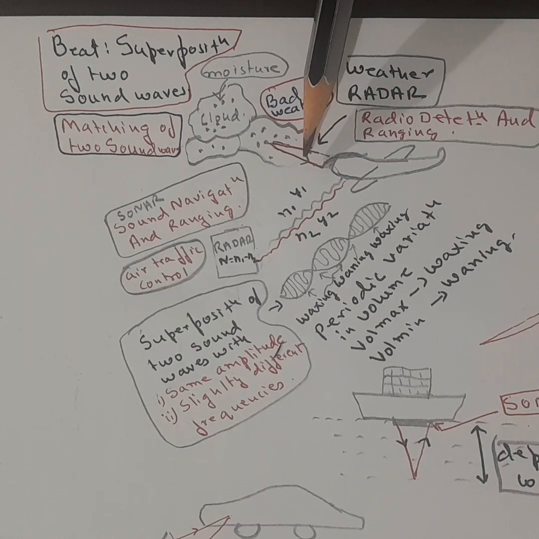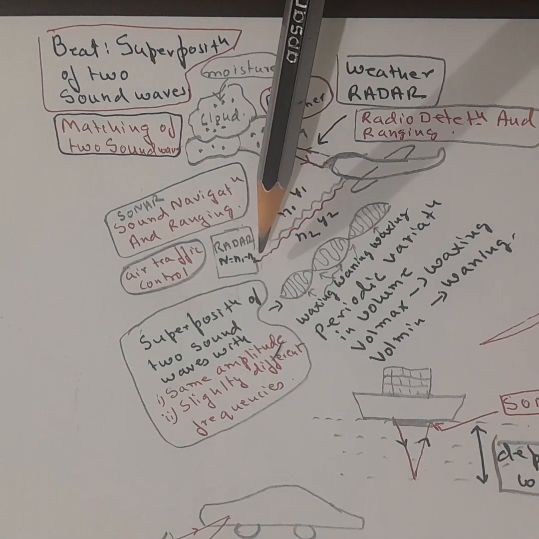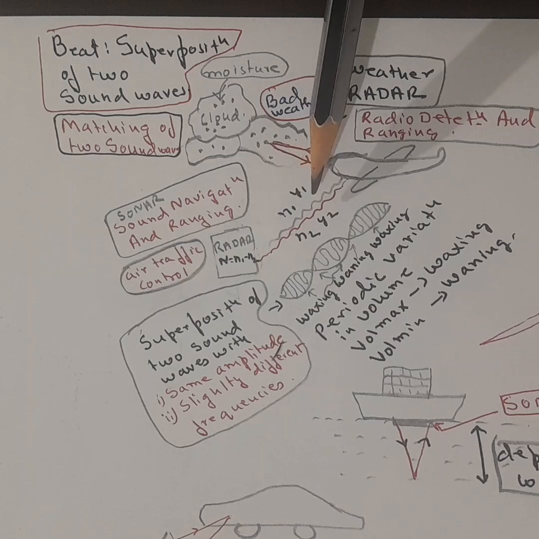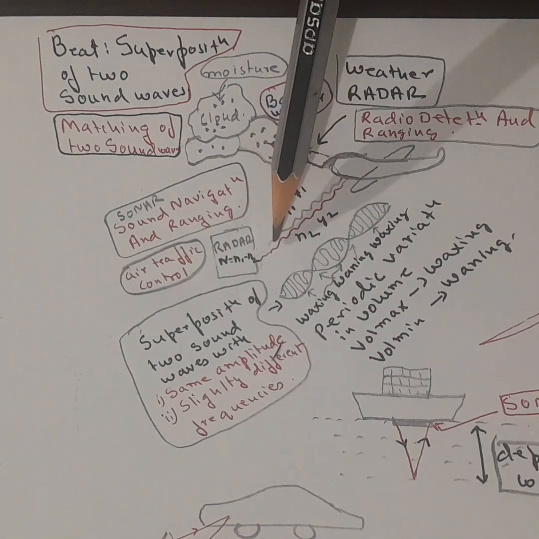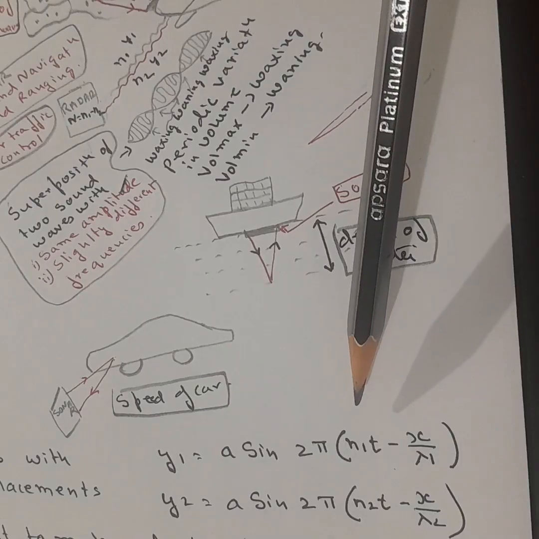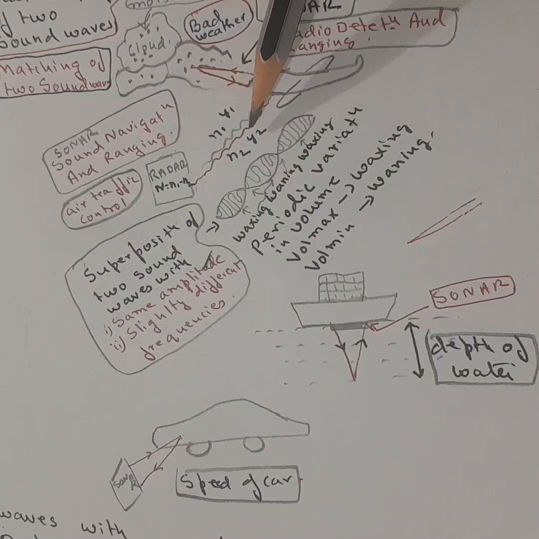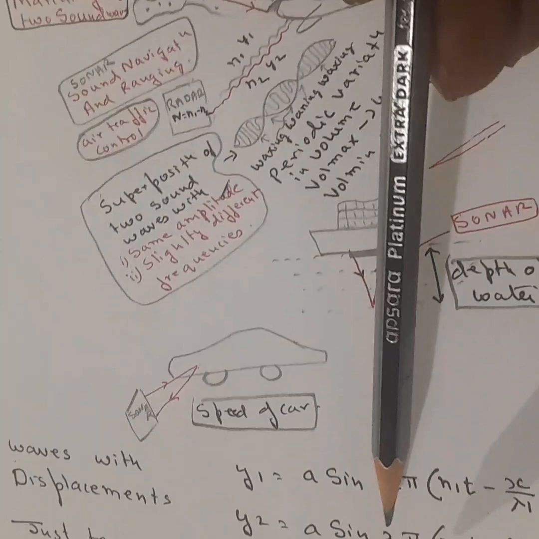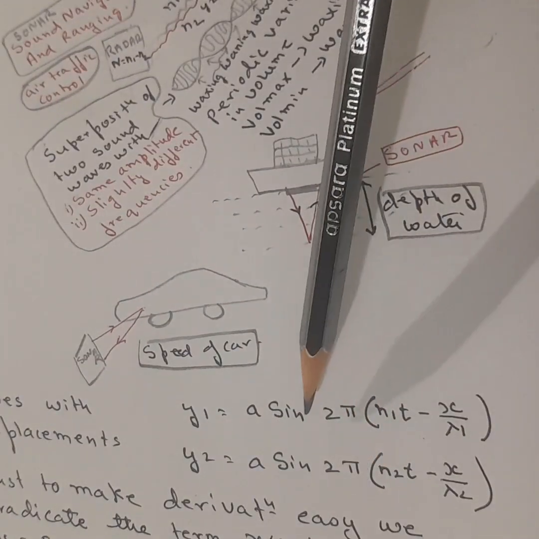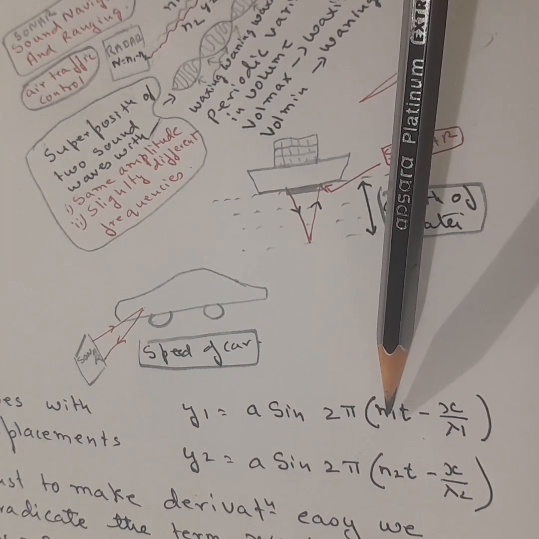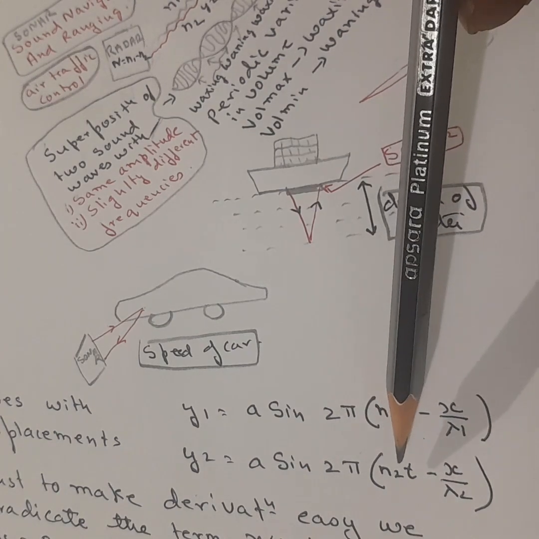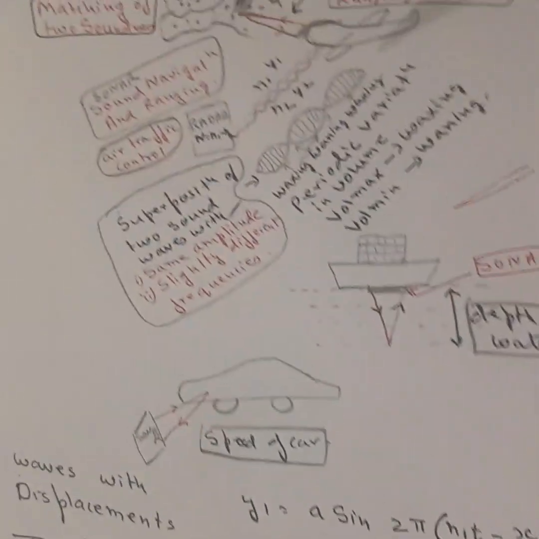Now this creates beats. This I have tried to represent diagrammatically. See, this is the wave which has been sent, this is wave Y1. This red one is the one which is coming back; assume that it is Y2. So Y1 is sent, Y2 is received. Now what has happened? A slight change in frequency. Initially it was frequency N1, but now the frequency has changed to N2, but the amplitude remains the same.